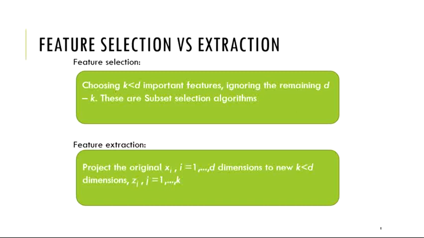We'll be looking at both of these in detail. Feature selection, by definition, is choosing k dimensions which are fewer than the original d dimensions, ignoring the remaining d minus k dimensions. So feature selection involves selecting some features and discarding some features based on their importance. Whereas in feature extraction, we project the original d dimensions onto new k dimensions and then use these k dimensions or a subset of these k dimensions.